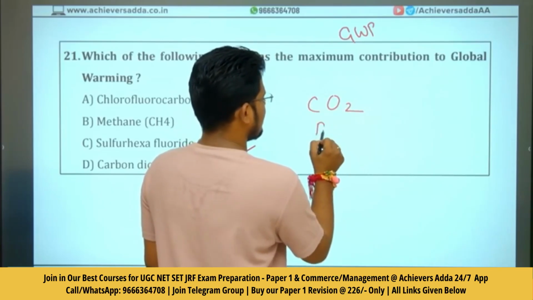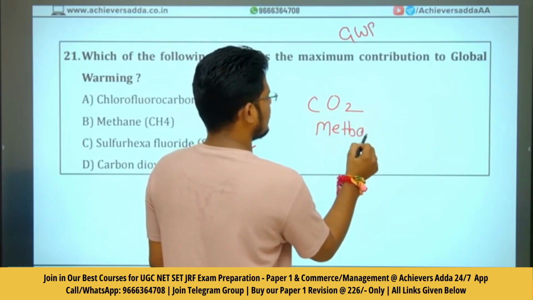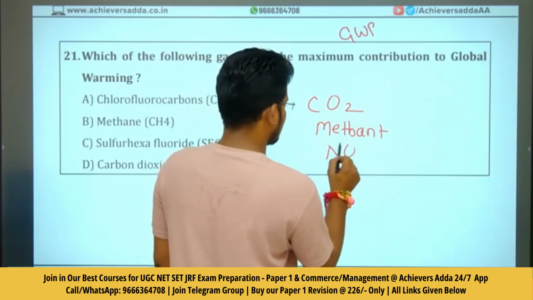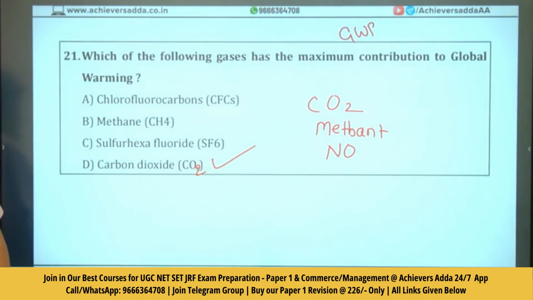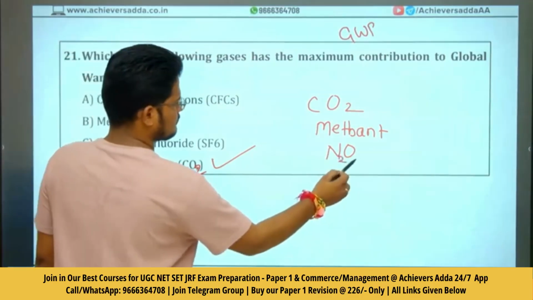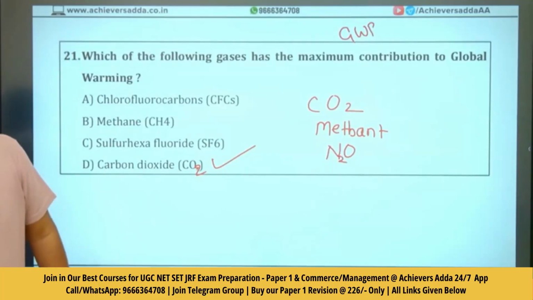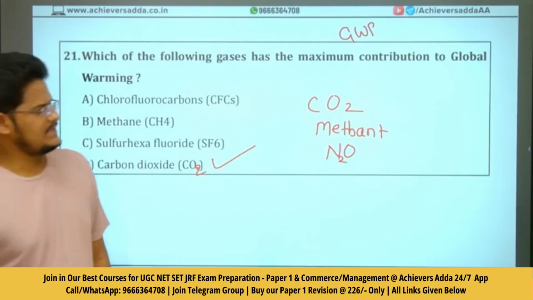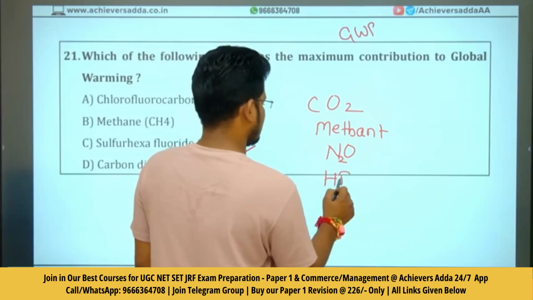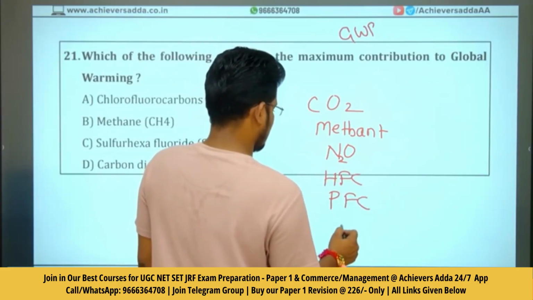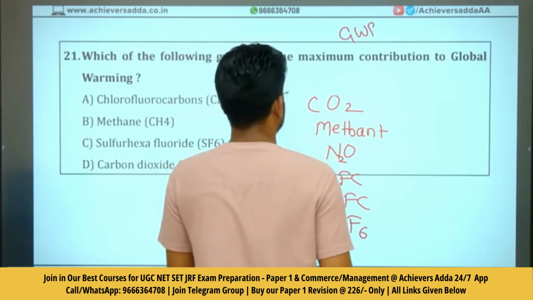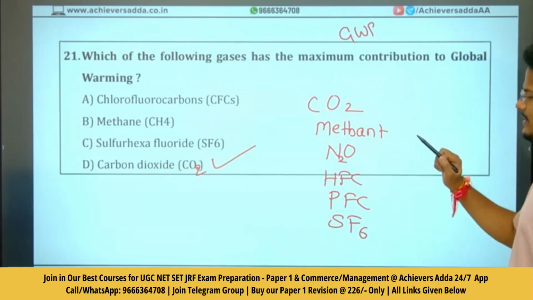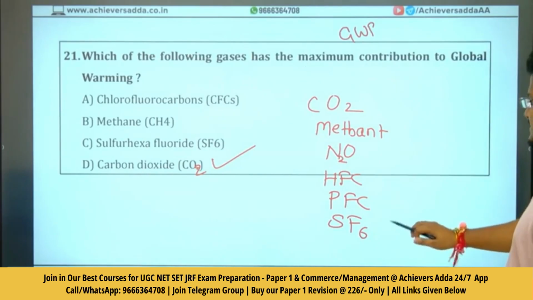Second will be methane. Third will be nitrous oxide, N2O. And the fourth will be HFCs, perfluorocarbons, and sulfur hexafluoride. So this is the sequence of high global warming: second highest, third highest, fourth highest, fifth highest, sixth highest.